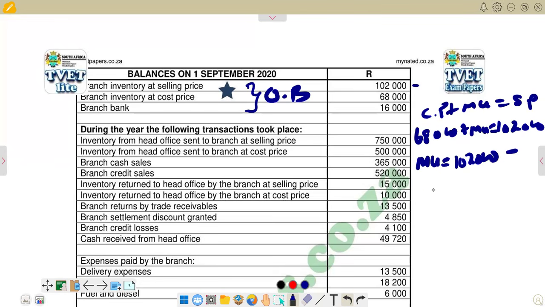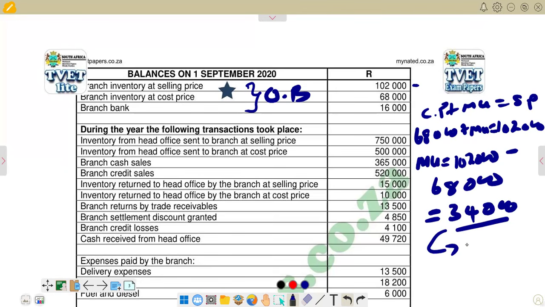It becomes a negative 68,000. So you're going to take 102,000 minus 68,000. Then if you calculate the two, the answer that you're going to get is 34,000. So this represents the value that you are going to post to the branch adjustment account. So this is the opening balance for the branch adjustment account, and then this one is the selling price, which is the opening balance of the branch inventory account.